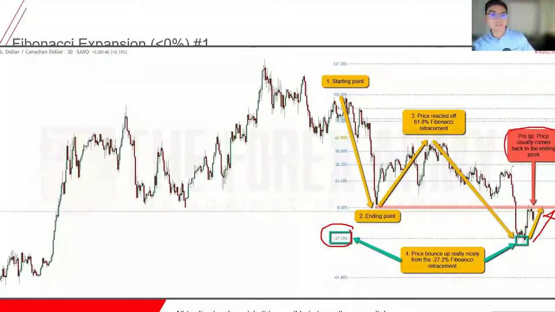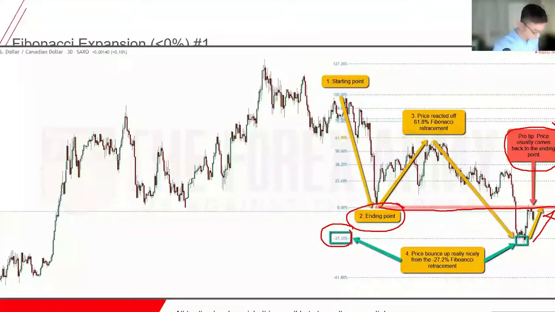Price usually comes back to the ending point. So yeah, please screenshot this down before we continue. Please screenshot this down, just showing examples of how it works. Next, let us move on.